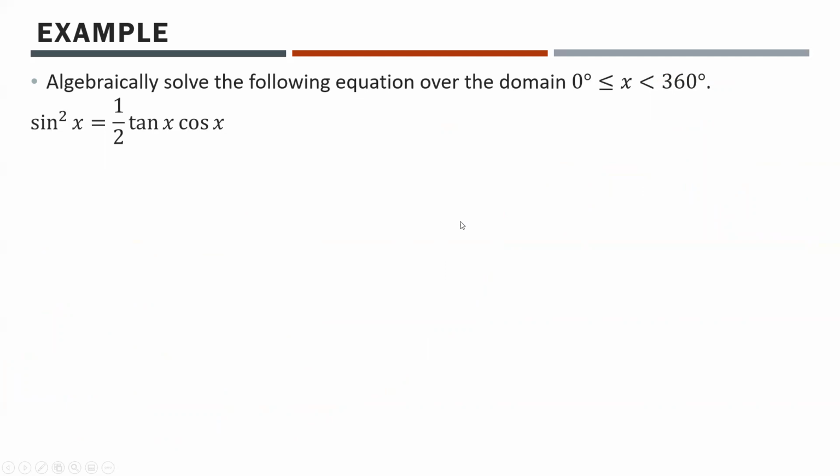All right, next one. Algebraically solve the following equation over this domain. Hey, this is nice. This is in degrees, and it's just a normal domain. That's probably better. This, however, not so nice. We've got sine squared, we've got tan, we've got cosine. We've got 3 different trig ratios going on here. This is like the Neapolitan ice cream of trig equations. We've got 3 different flavors.